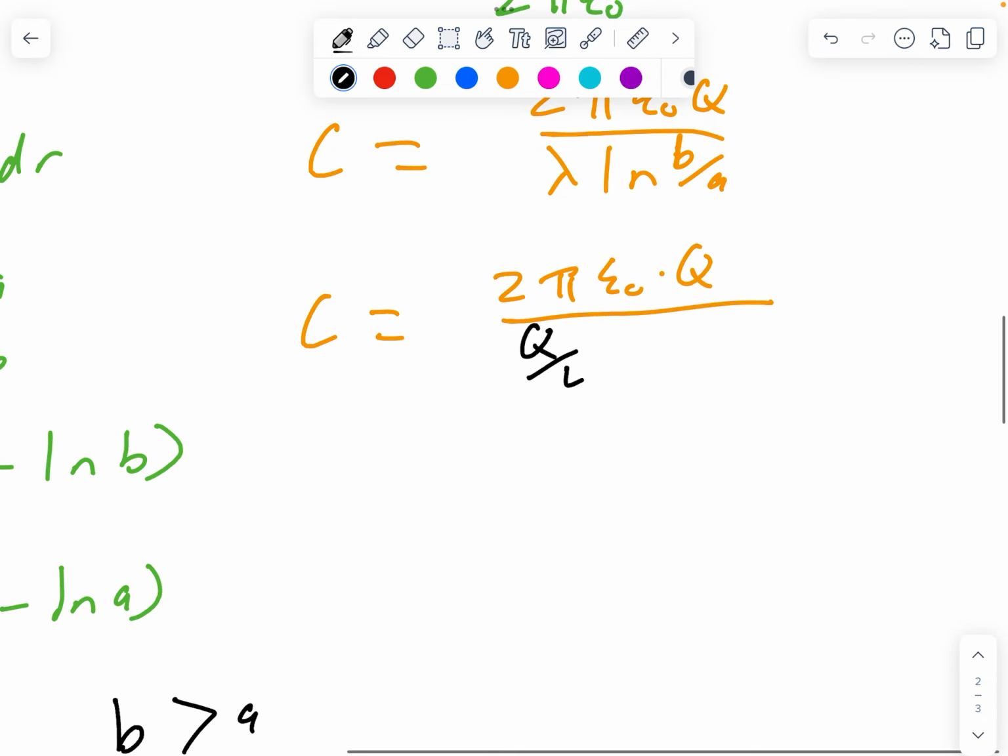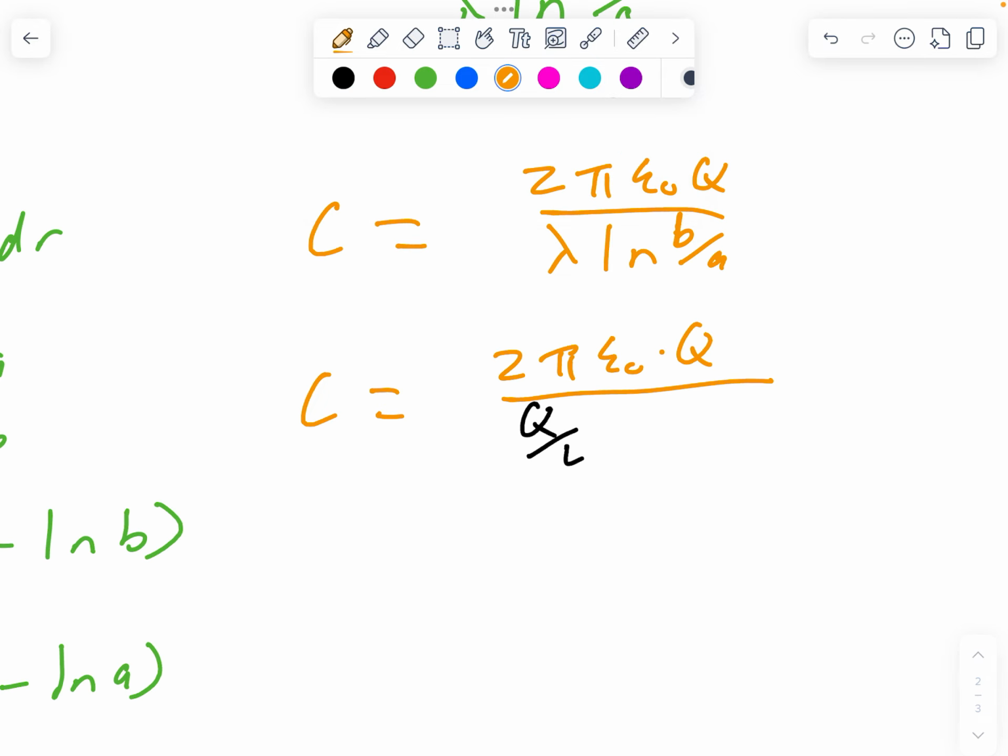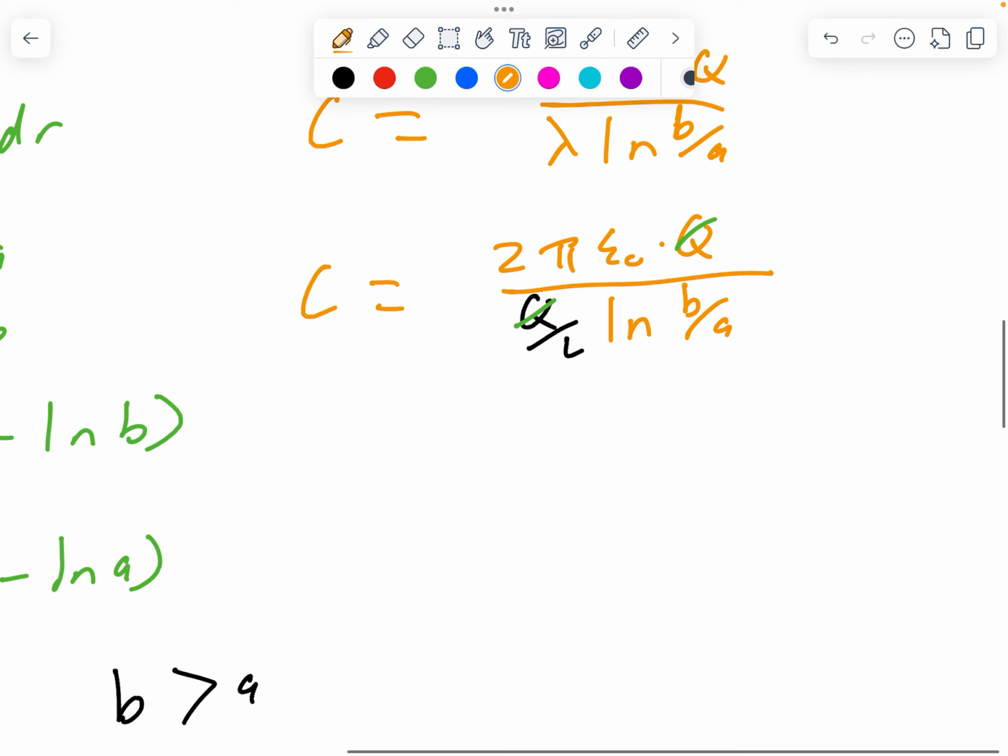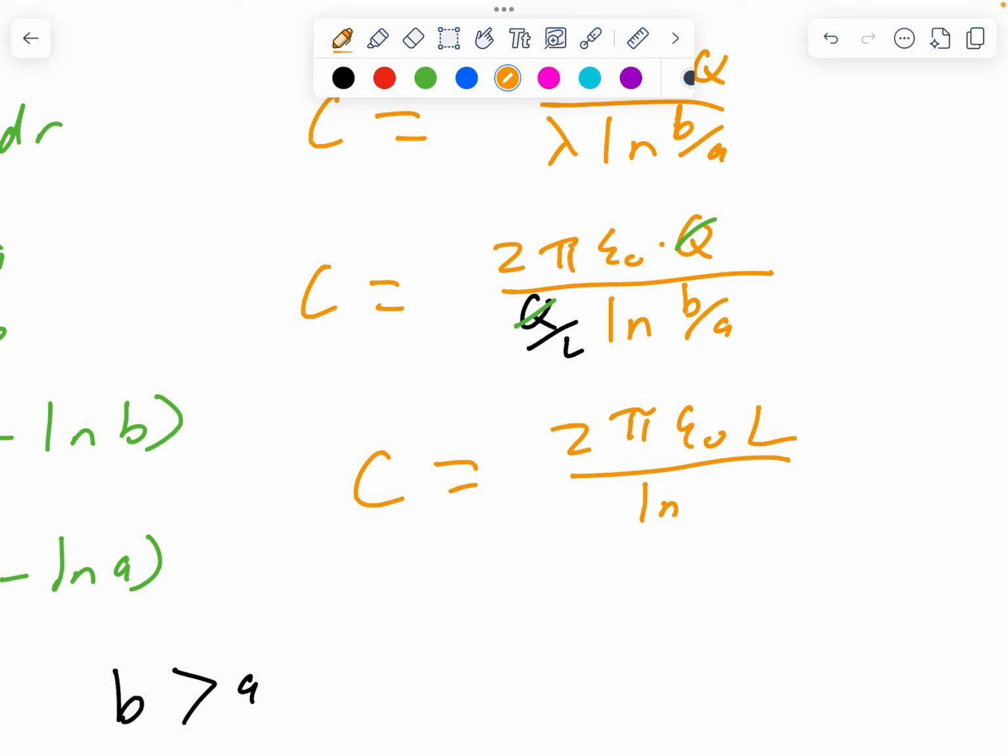times ln of B over A. All right, so we can get that Q out of there. Okay, a little bit more cleanup here. Let's get that L up on the top. So I have 2 pi epsilon naught times L over ln of B over A.